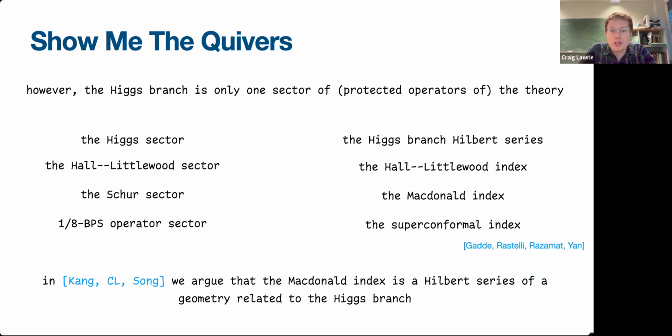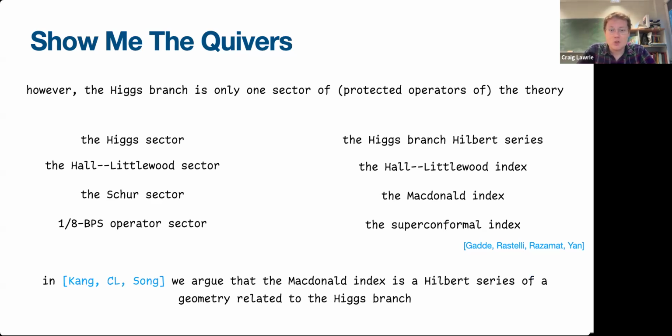So what do we do? What am I going to tell you about today? Today, I will explain how we argued that the Macdonald index, which captures the Schur sector, is actually the Hilbert series of a certain geometry. And that geometry is related to the Higgs branch.